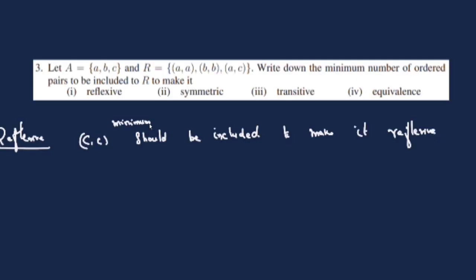That's a minimum. What about symmetric? Tell me, for symmetric what should be added? To make it symmetric, we should add... (A, A) is there. We have to come here now for the relation. (A, A), (B, B), (A, C) is there. (C, A) should be added.